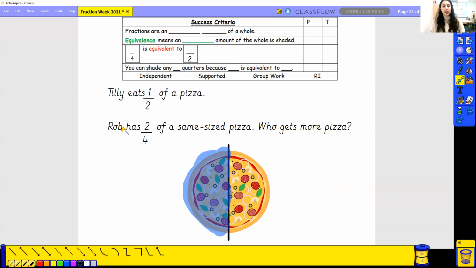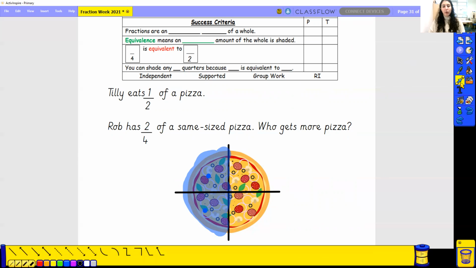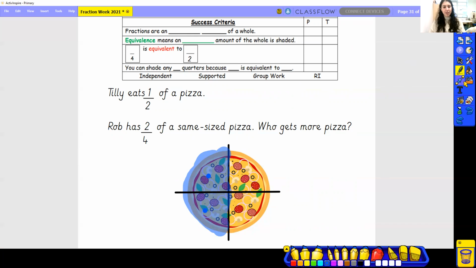But Rob, he didn't split his pizza in 1/2. He split his pizza into quarters. So that means he split his into 4 equal parts and he ate 2 of them. 1, 2. Who ate more pizza? Well, hopefully you can see that they both ate the same amount of pizza. How is that possible?